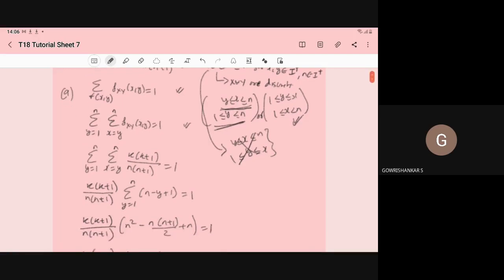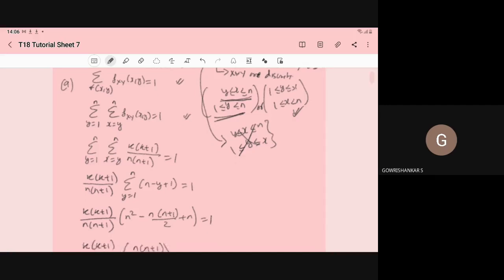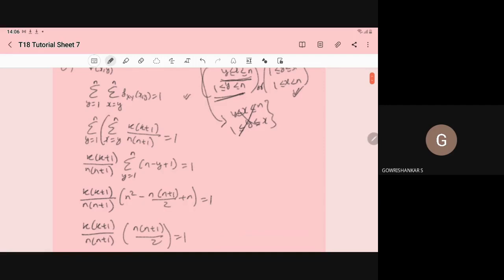So summation y from 1 to n, summation from x equal to y to n of f(x,y), which is given to you as k(k+1) upon n(n+1), and it must equal 1. When we take the summation over this, nowhere do we have x, so it is 1, 1, 1, 1. How many times do we have to repeat the 1, from y to n? So we write k(k+1) upon n(n+1) outside the summation.